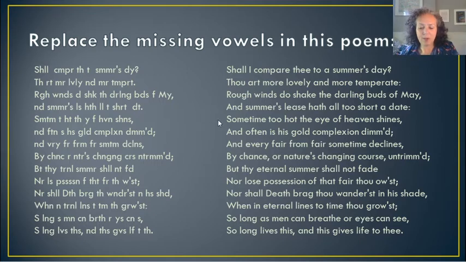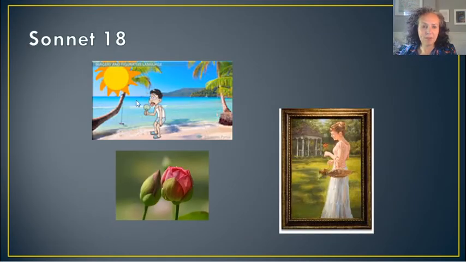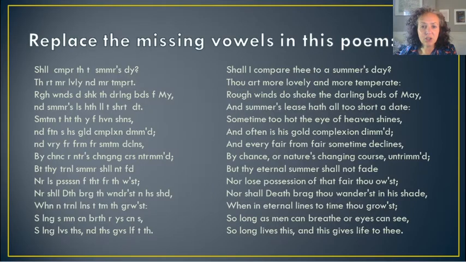He then, if we go back to this picture here of this hot sunshine, does he look too hot in the summer sun? I think he does. Shakespeare does go on to say, sometime too hot the eye of heaven shines. So sometimes the sun, the eye of heaven, is too hot. So he's telling us what's wrong with summer.